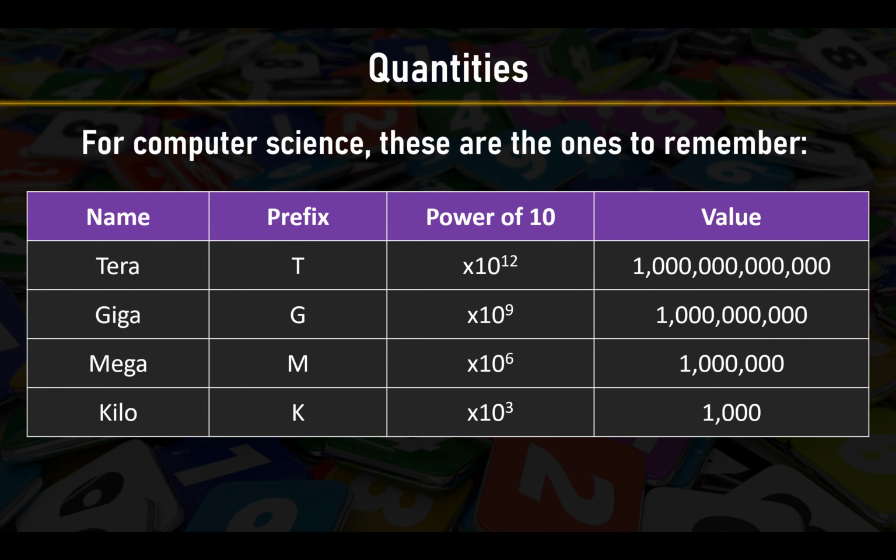If we look at the quantities, when it says for computer science, this is in comparison to physics or maths, where maybe you also want micro, nano, and other things. But for A level, these are the ones you need to know: Tera, 10 to the 12, Giga, 10 to the 9, Mega, 10 to the 6, and Kilo, 10 to the 3. That's 1,000, going up to a million, a billion, and a trillion.